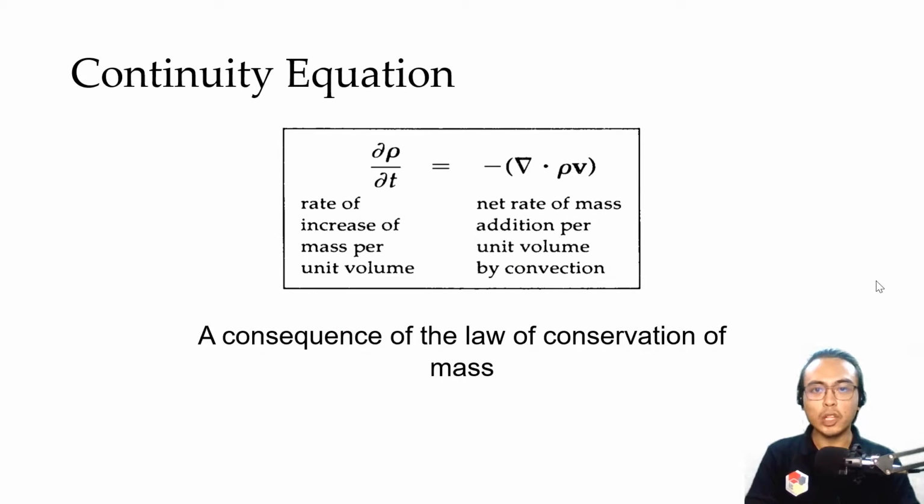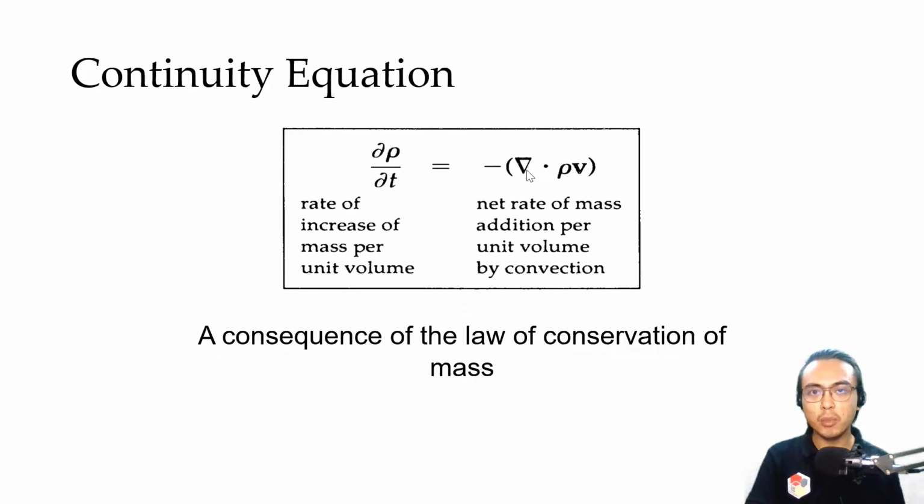Let's begin with the continuity equation. Again, the continuity equation is a consequence of the law of conservation of mass, meaning the mass coming in should be equal to the mass coming out plus accumulation. In this equation, we have the rate of increase of mass per unit volume represented by the partial derivative of density with respect to time. This is what we call the accumulation term. And that's equal to the net rate of mass addition per unit volume by convection. This term is already the net rate, meaning that it's already the difference between the inputs and the outputs.